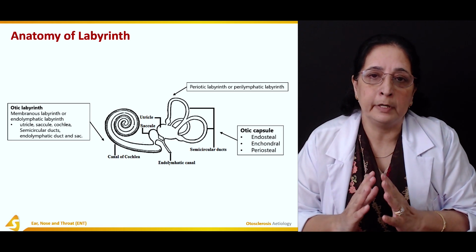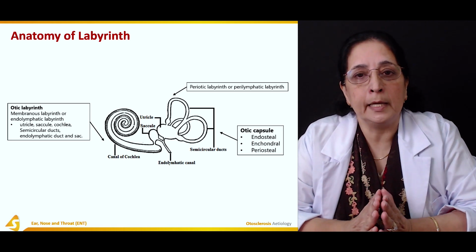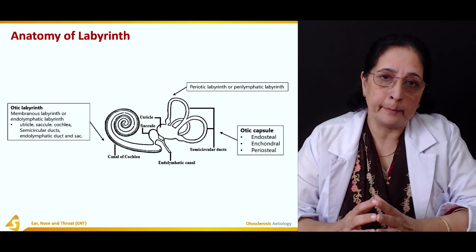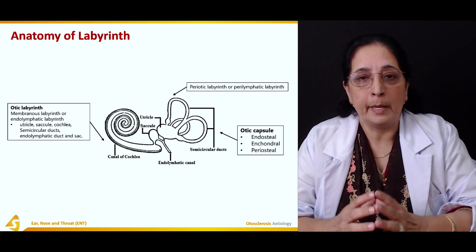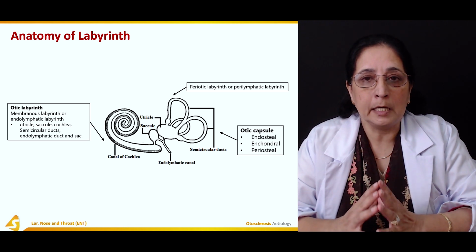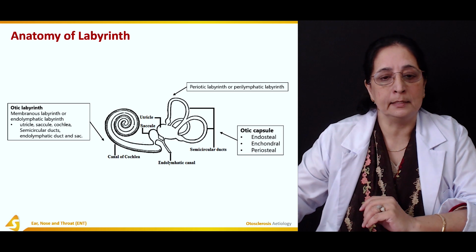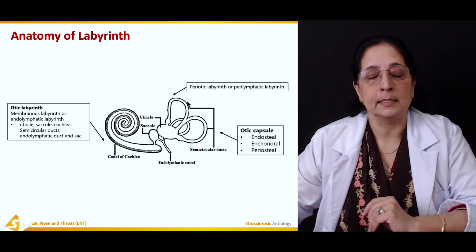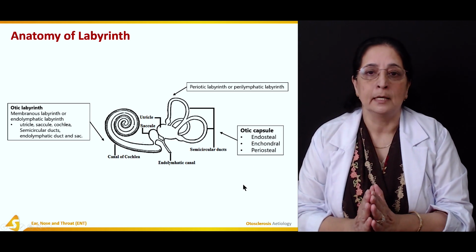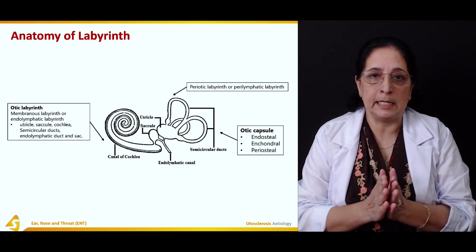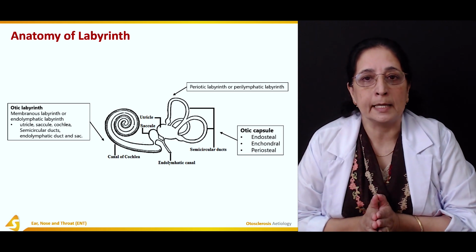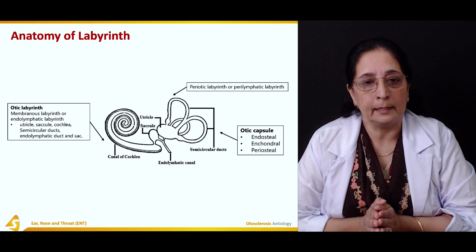So now you can see that the labyrinth or inner ear is made up of 2 main parts: membranous labyrinth and bony labyrinth. Membranous labyrinth has the utricle, saccule, cochlea, semicircular canals, ducts, and sacs. And then the bony labyrinth is made mainly of 3 layers. We have the endosteal layer, which is the innermost. Then there is the enchondral layer, and then around that is the periosteal layer.